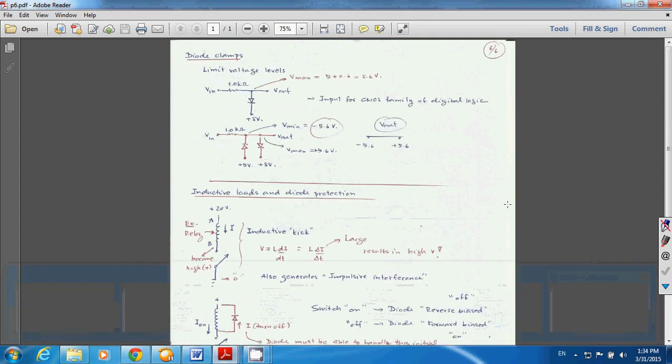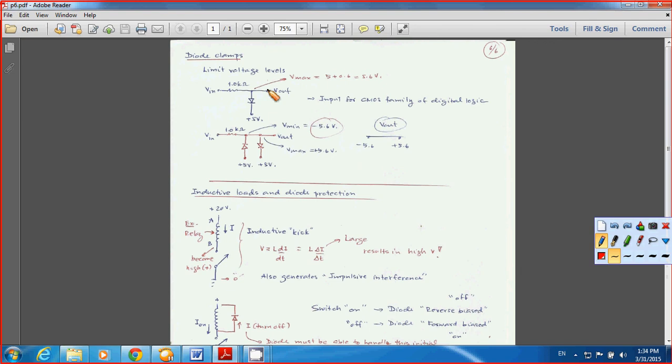Okay, another application is what we call diode clamps. The diode clamps limit the voltage level. How does the diode clamp circuit limit the voltage? Let's say you have the V input coming in here, and you have the diode connected to the supply voltage of 5 volts, and this is your V out.